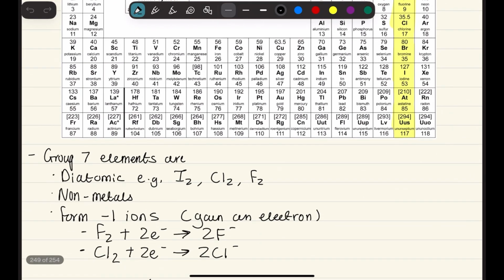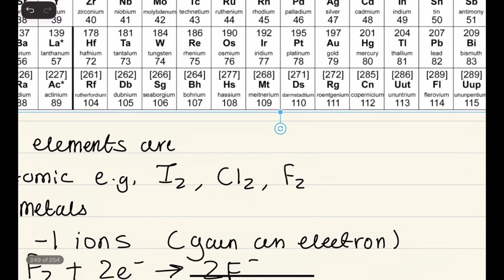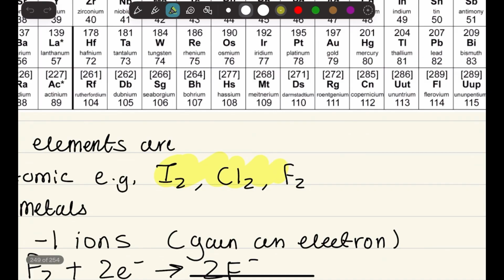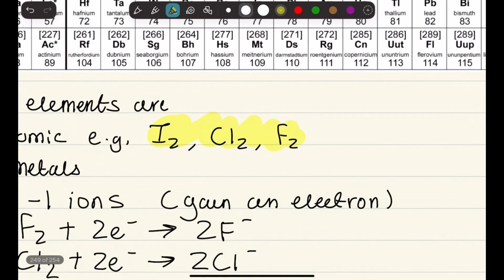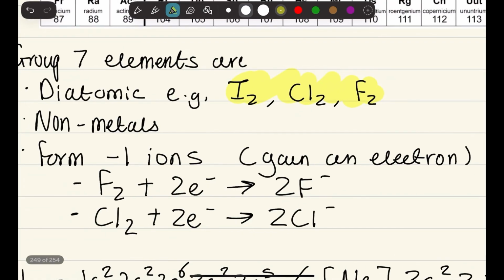Well, all of them are diatomic. This is a really important point. All of them are diatomic. So they exist as I2, Cl2, F2. And if you keep down the list, it's always two of them. And they all are non-metals that form 1 minus ions. So they gain a single electron when they are reacting.